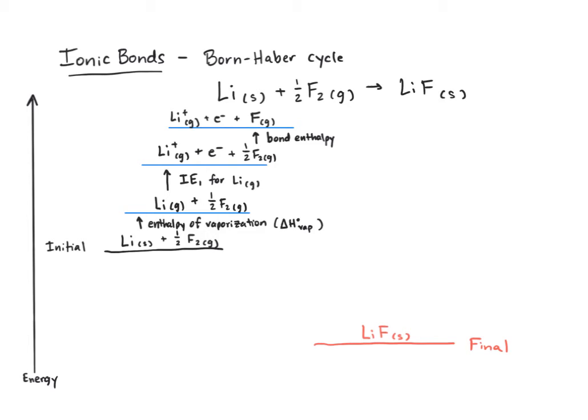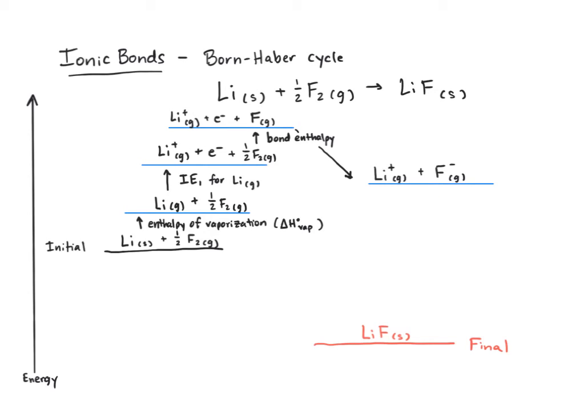The next step is going to be achieving two ions. We already have the lithium cation, but we need this extra electron that was produced through the ionization of lithium to attach to fluorine. We can describe the energy associated with that process through the electron affinity for fluorine. Attaching an electron to fluorine is going to reduce the overall energy of the system. At this point, we'll now have gaseous lithium cation and fluoride anion.